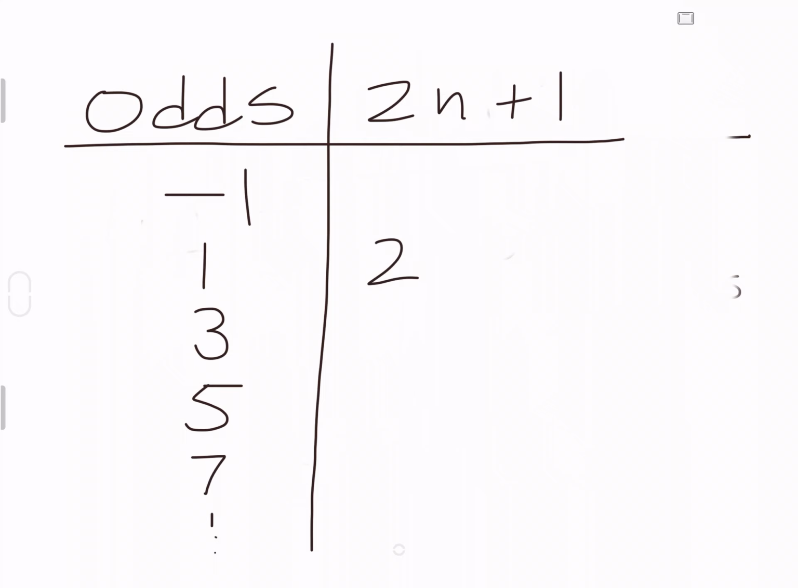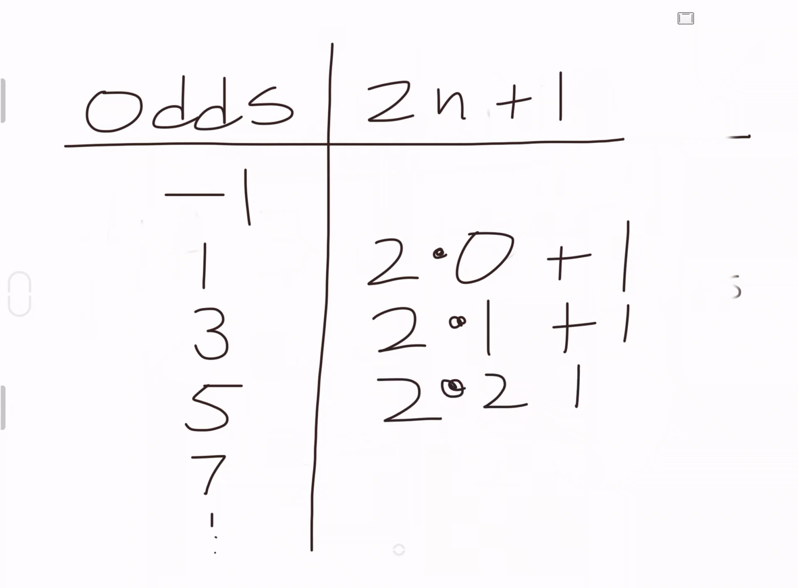1 is equal to 2 times 0 plus 1. 3 is equal to 2 times 1 plus 1. 5 is equal to 2 times 2 plus 1. 7 is equal to 2 times 3 plus 1. Let's see, -1 is equal to what plus 1? Okay, so 2 times -1. Okay, that's right. And notice that these right here, all of these are increasing, right? 0, 1, 2, 3, 4, 5, and that's how we get through them all.